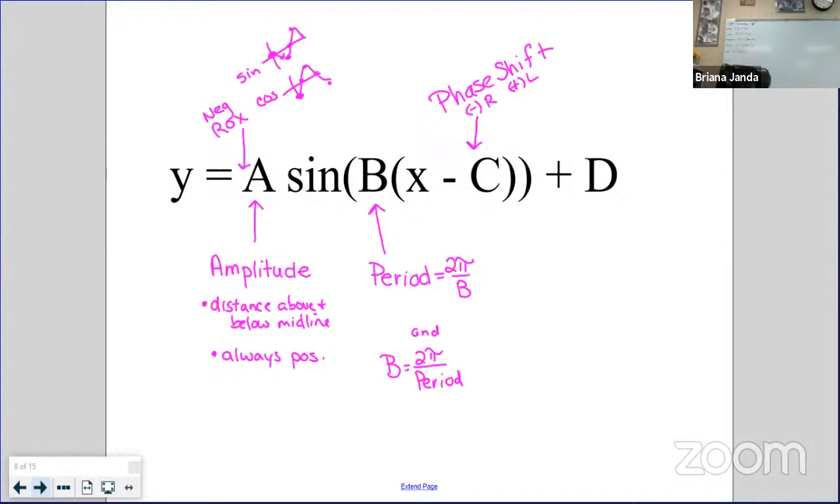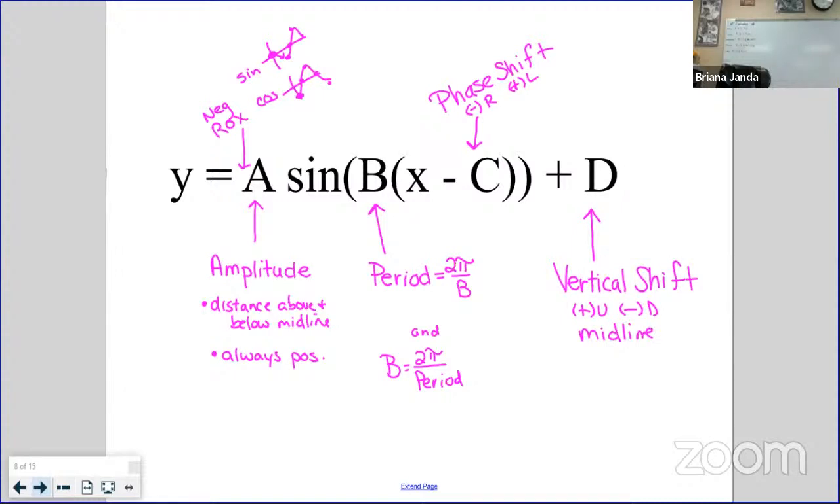D is a vertical shift. Plus is going to move us up. Minus is going to move us down. And again, that's where I just draw my midline and then I center my entire graph around that.